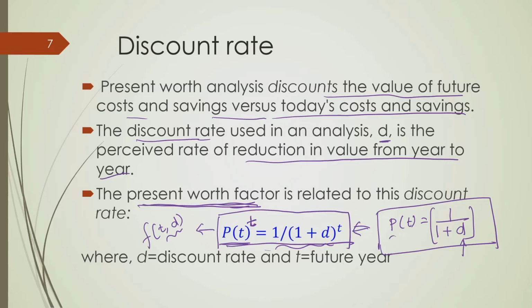So, if we know this discount rate, I can find out what should be the present worth factor, and if I know this present worth factor, I can compute what should be the value of money which I need, let's say, at the tth year.